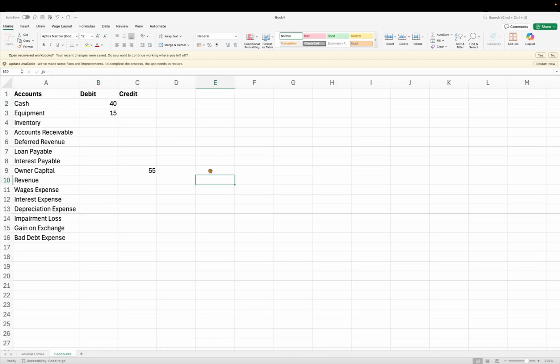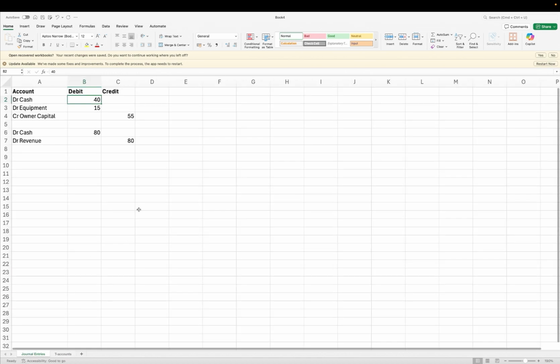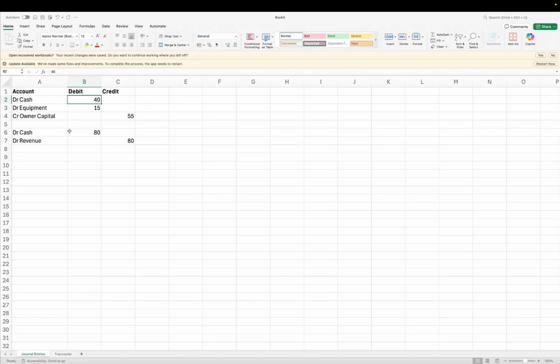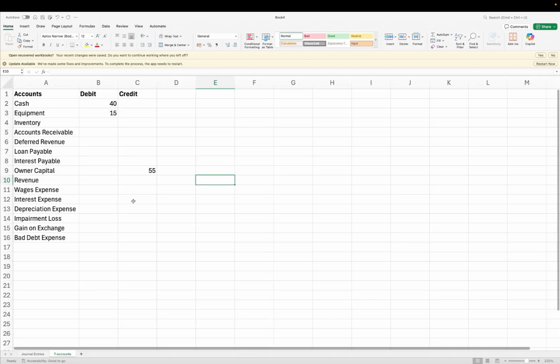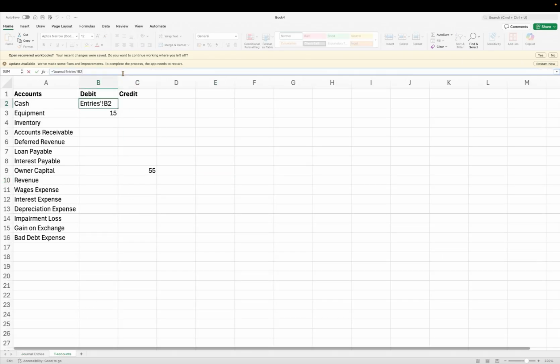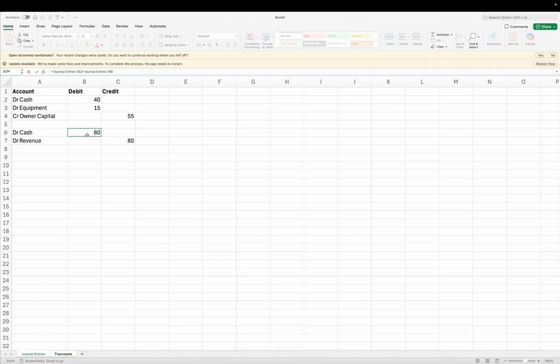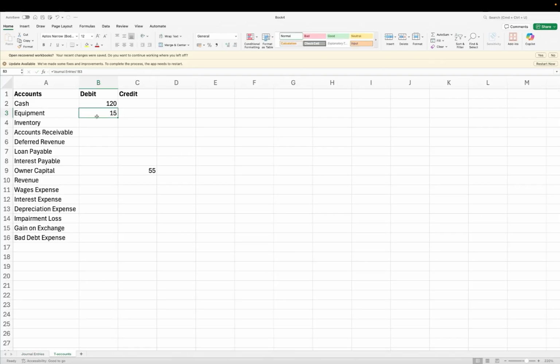Now I'll post the second transaction to the cash account. The journal entry shows another debit of 80 to cash. Because this account already has a debit of 40 from the first transaction, I add the new debit to the existing balance. So let's do it this way. And the cash account now has a total debit of 120.